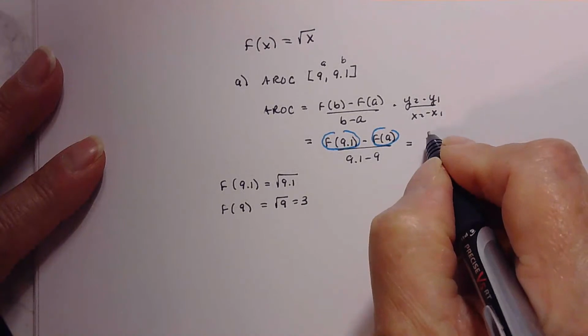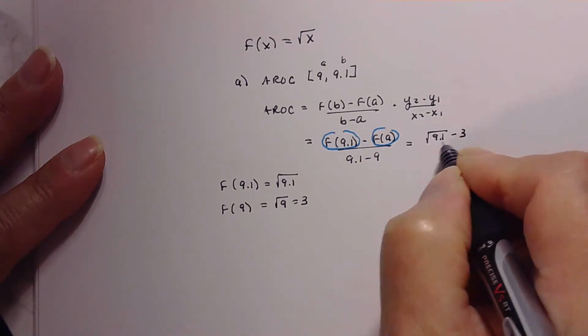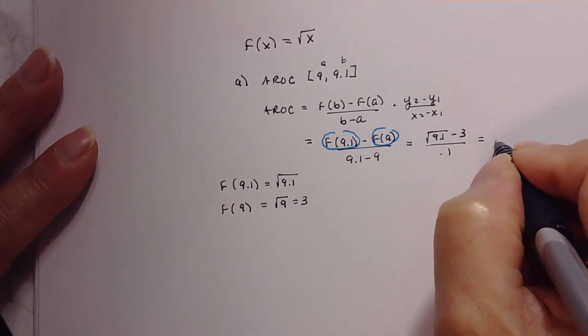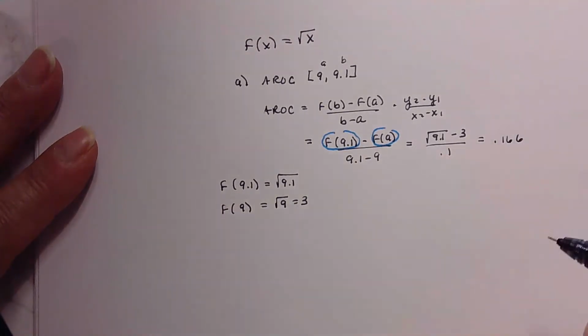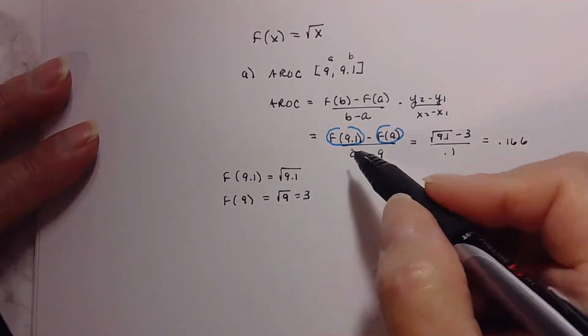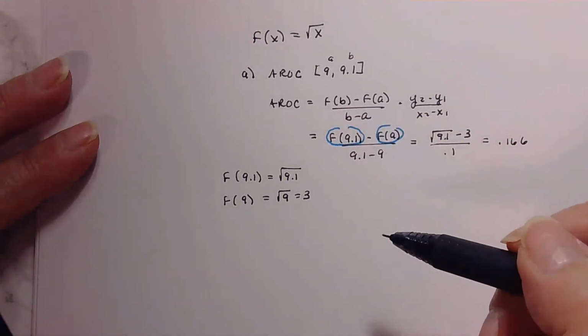So we've got root 9.1 minus 3 over 0.1. And if we throw that into our calculator, we're going to get 0.166. Okay, so that's our average rate of change over this little interval right here, teeny tiny interval.